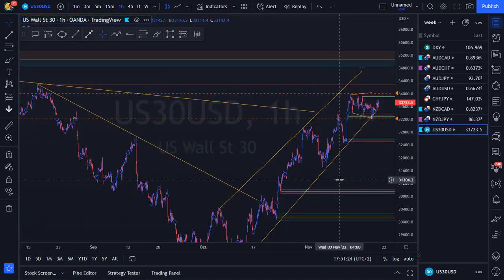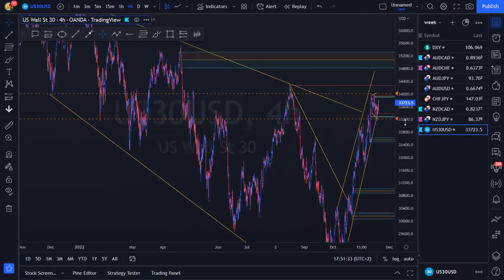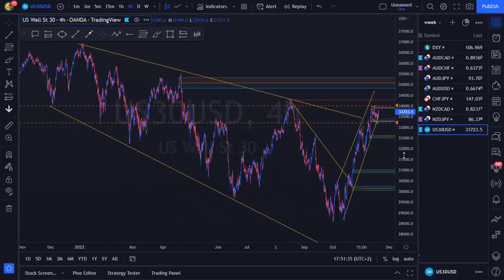So US30, I guess she's going to continue to be a little bit confusing intraday because we're still inside of a sideways moving market. But on US30, let's just start off on a 4 hour and have a picture of where we are within the overall structure, what's happening on a high time frame.